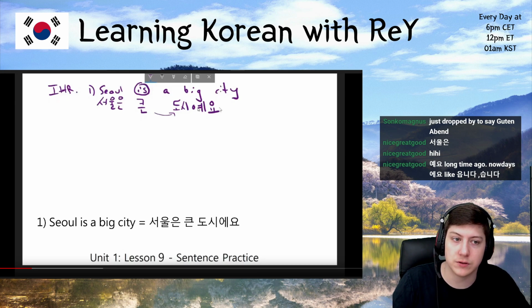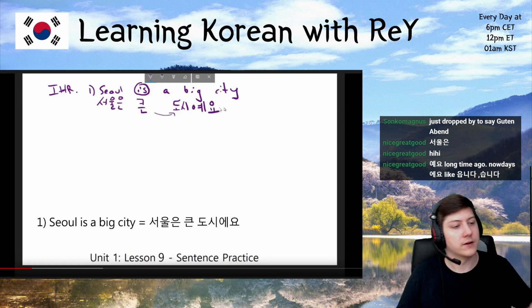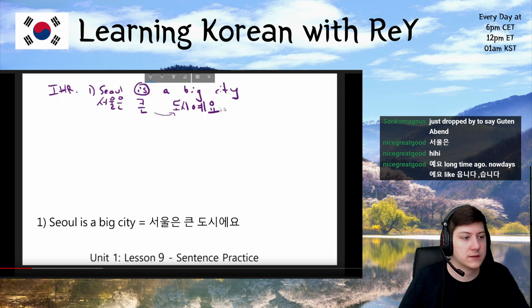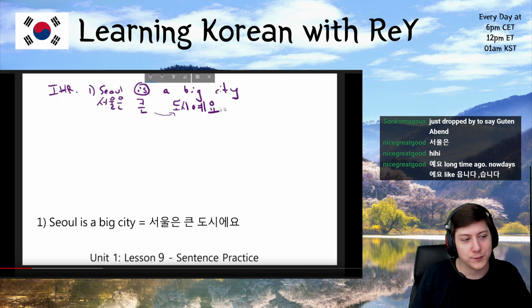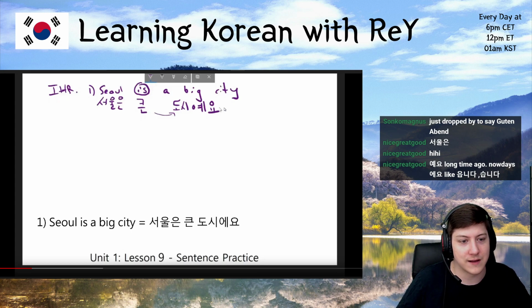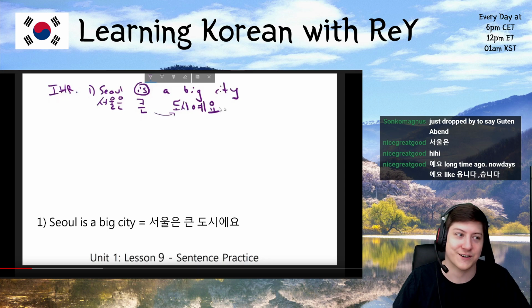So 예요 or 이에요, and since this is a vowel, it's 예요. So nice, great, good. The website is saying it should be 예요. But the website also mentioned that a lot of Korean people don't even know it, and they just use whatever they like. So I guess it's not that important.